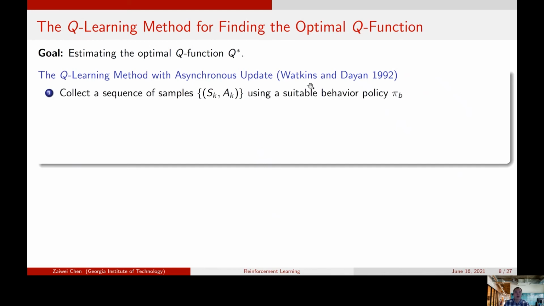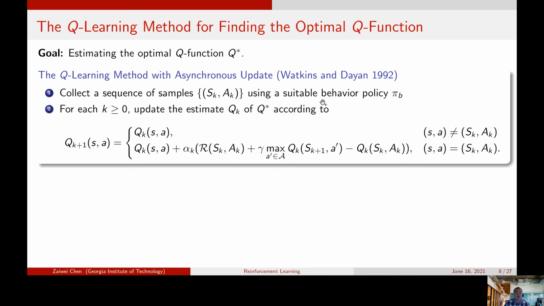So the first step is sample collection. We choose a suitable behavior policy, which we call pi b, and apply it on the underlying system dynamics to obtain a sequence of samples, a sequence of state action pairs. And then based on that, we update the estimate qk of Q star in an asynchronous manner based on the equation here.